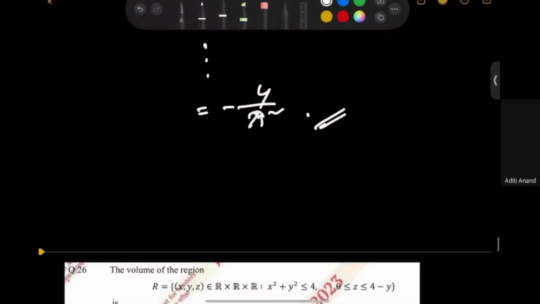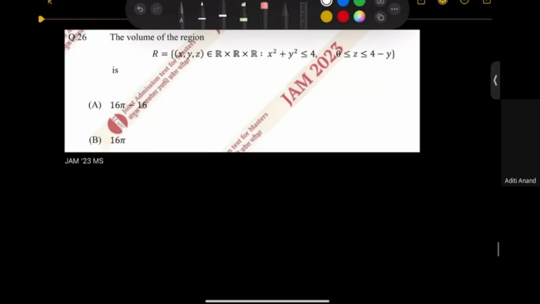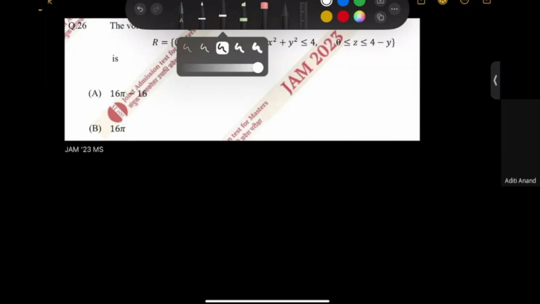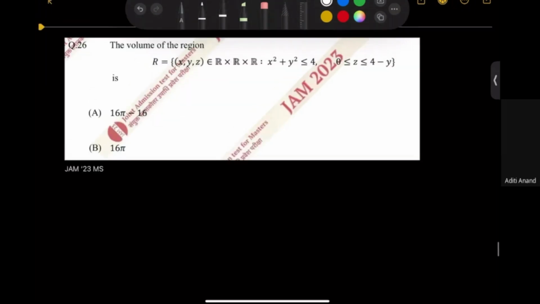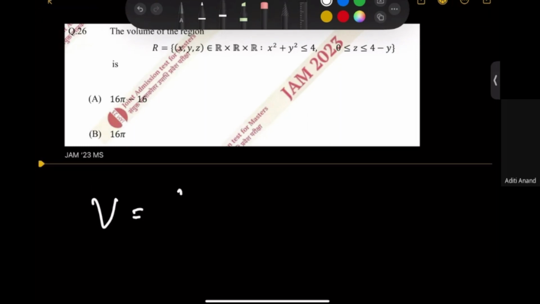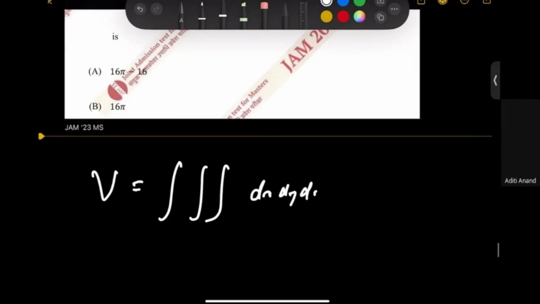So let's go to the next problem. The volume of this region R equal to this, blah, blah, blah, is what? We have done this problem, not 1,000 times, but at least 2 or 3 times in the last session, I think. So the volume V is nothing but the triple integral of dx dy dz.